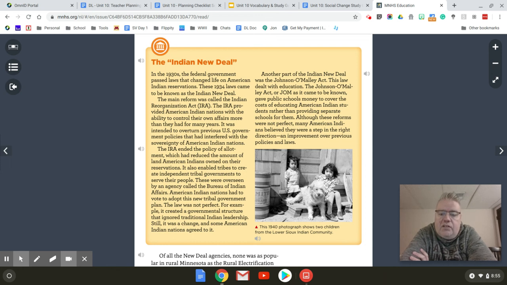All right, so the Indian New Deal got rid of allotment and gave Native Americans back control of their reservation land. It also gave them the ability to set up their own tribal governments. And finally, it gave them money to set up their own schools. So, no more boarding schools, no more state run schools.